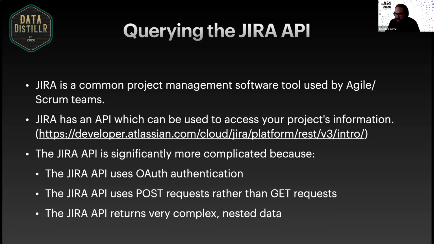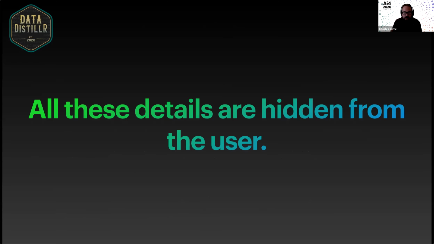Now, this is significant. There's a lot more complications here. First off, it uses OAuth authentication, meaning you have to pass it a username and a password. The API also uses POST requests rather than GET requests. You can't just paste this into a web browser. And the data that is returned is extremely complicated, nested, ugly, gross data. So we have a lot more work. We can't just query this and dump it into an Excel spreadsheet. However, all of that can be hidden from the user.